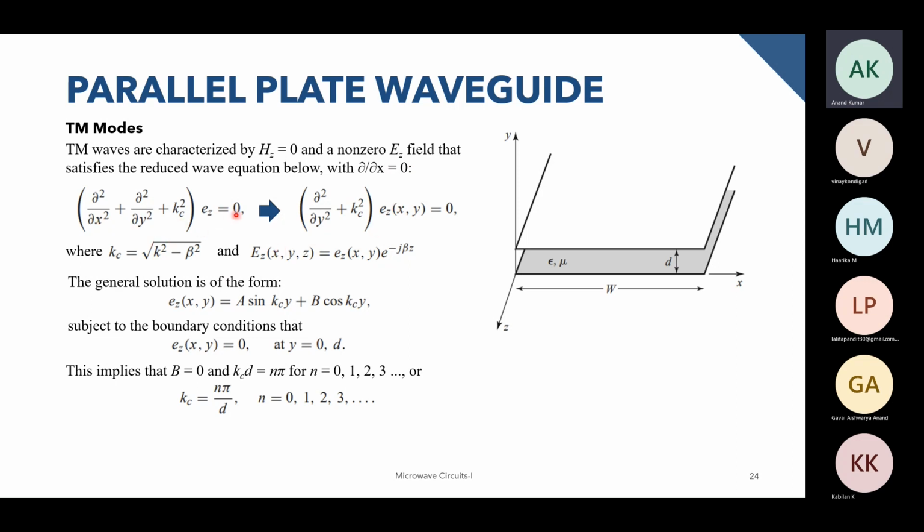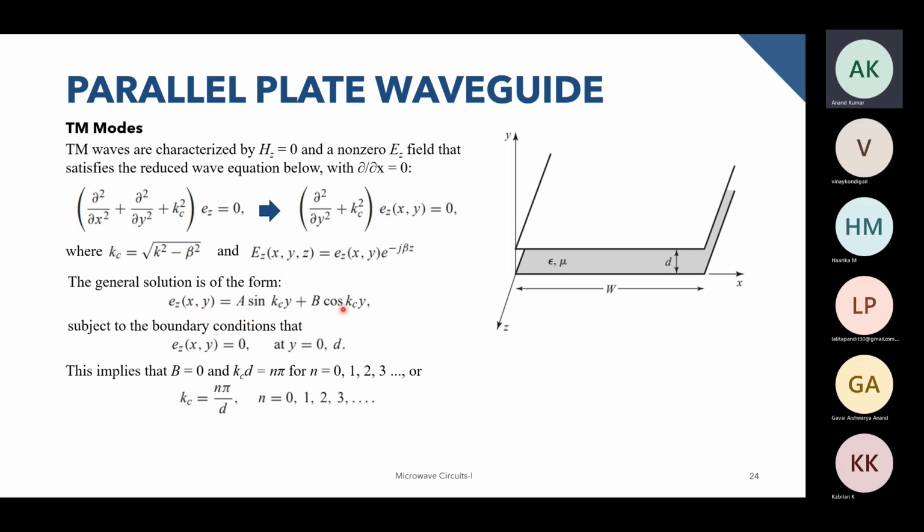So we have reduced the two-dimensional equation to this one-dimensional equation. For this differential equation, we have the general solution given by Ez in terms of A sin kcy and B cos kcy. So this is the solution for this expression over here. This is something taught in graduate level mathematics, so you can refer to any partial differential equation chapter from your math textbook.